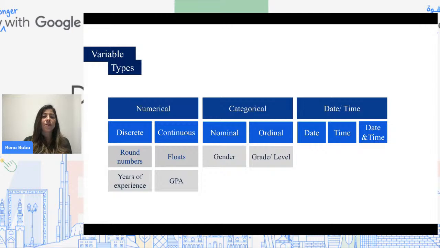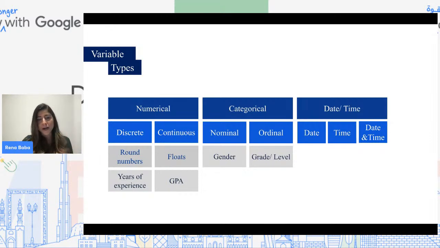You might have with ordinal some sort of order. So let's say at a company, you will have grades or levels. So let's say you have grade 10, 11, 12, 13. So there's some sort of an order. You will also, for example, have in some companies associate, senior associate, manager, senior manager. So again, there are categories, but there is some sort of leveling there. And finally, you have date and time. You might be familiar with timestamps, which include date and time in the same category.